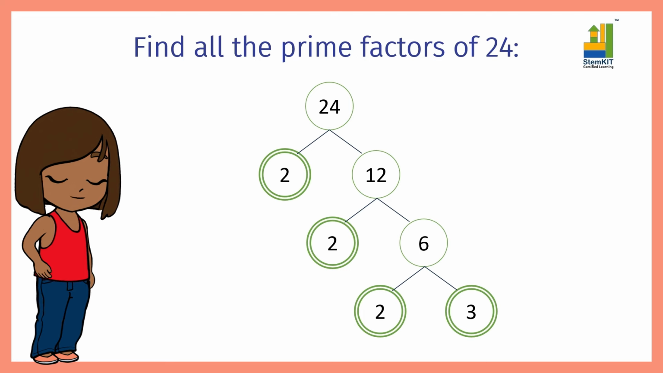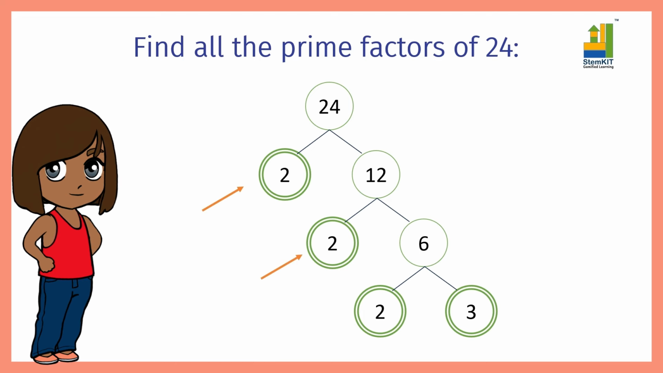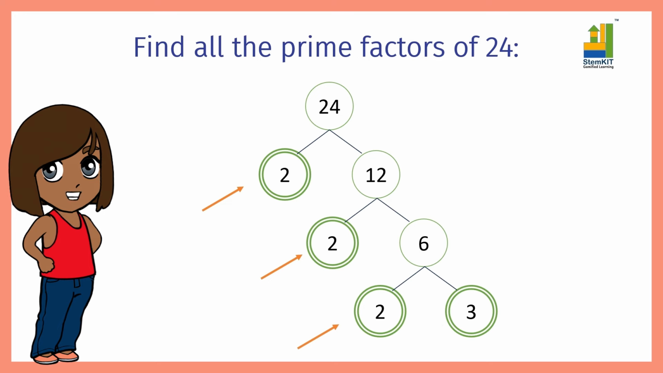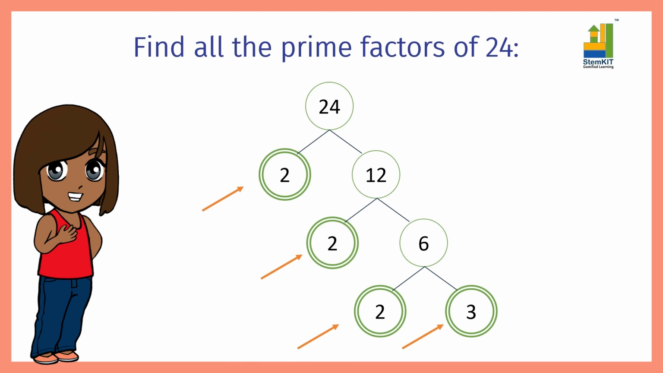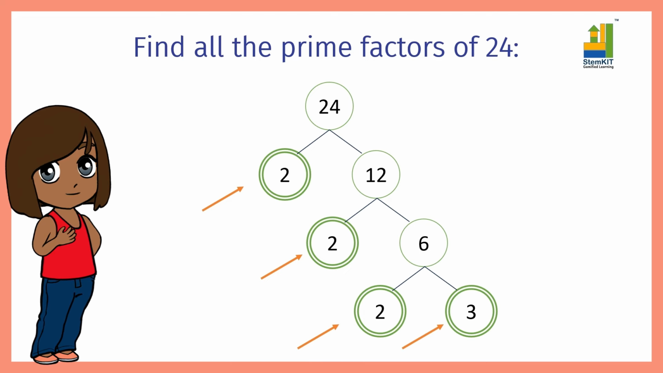Now, please note. To avoid confusion, we put a double circle around prime numbers. The tree stops dividing at prime numbers as it can no longer be further subdivided.